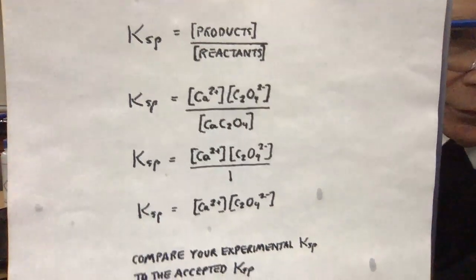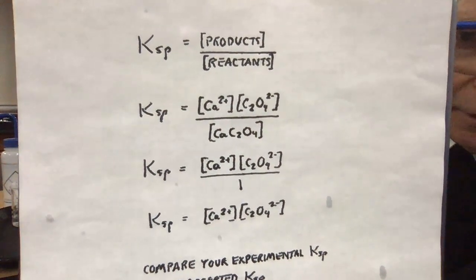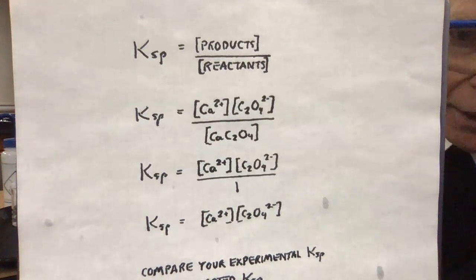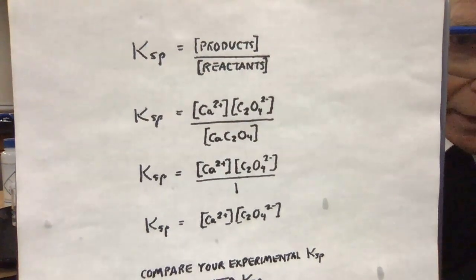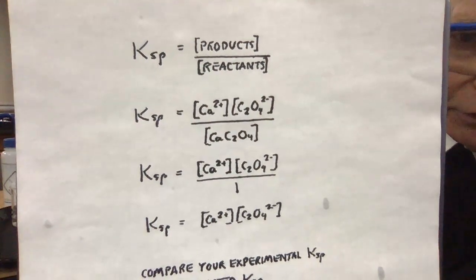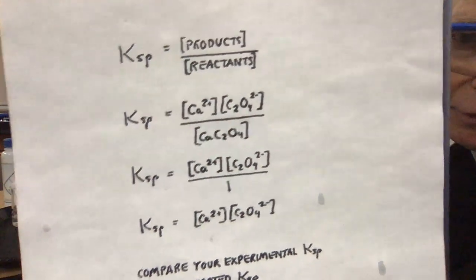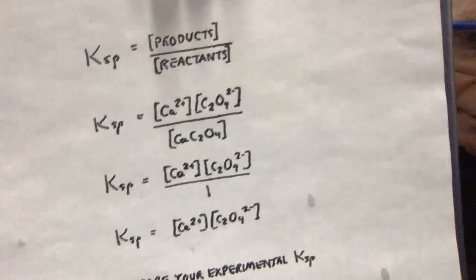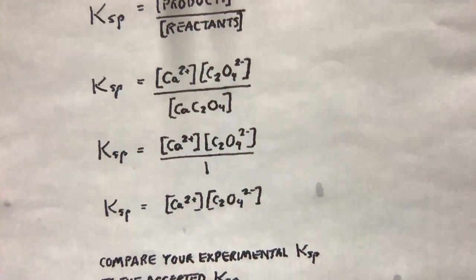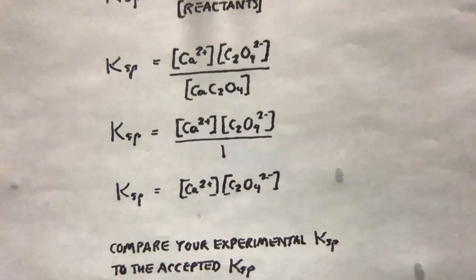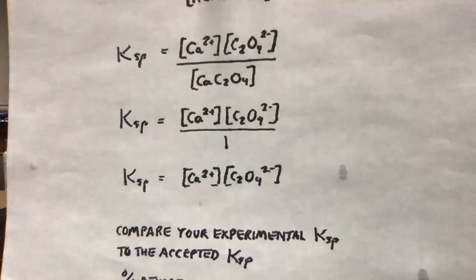But something that you learned in the video the other day was all solids have steady concentrations, so we don't even write a concentration for the calcium oxalate on the bottom. We just put a 1 in there, and we don't even have to write that. We can simply put the calcium ion and the oxalate ion in brackets, figuring those out from which well and which concentration in that well formed the precipitate.